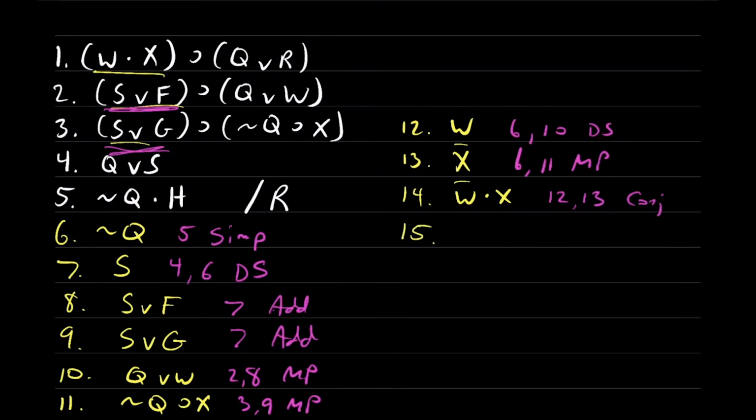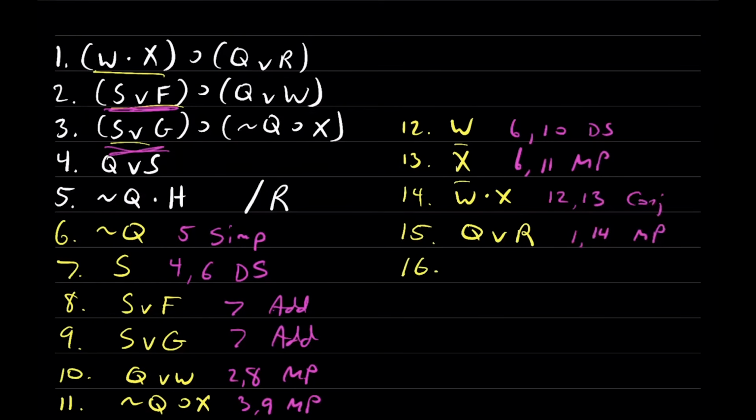And once we have W and X, we can do modus ponens together with line 1, and that will give us Q or R, the consequent of that conditional in line 1. That's going to be from line 1 and line 14 by modus ponens. You can see the proofs are starting to get longer and longer, and that's going to be true from here on out.